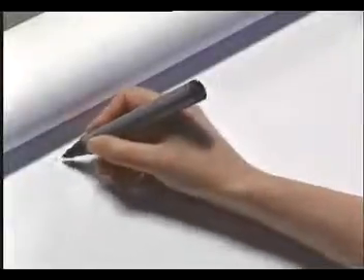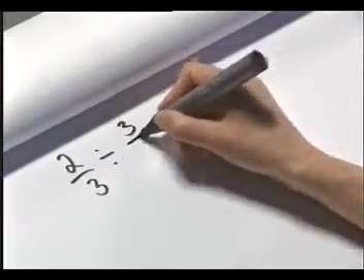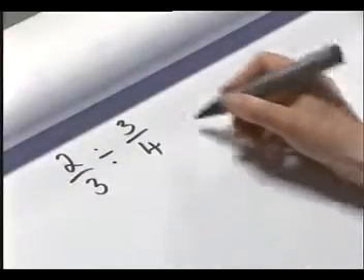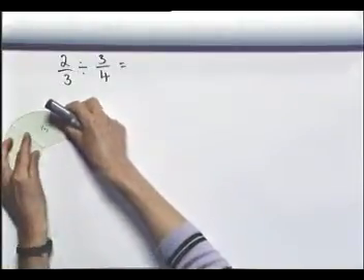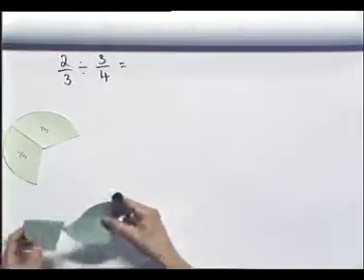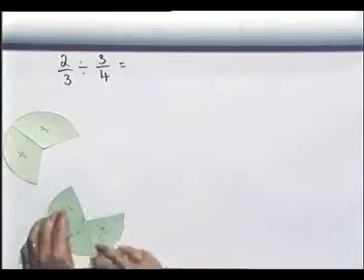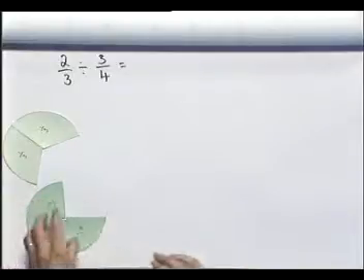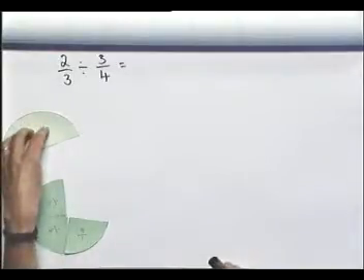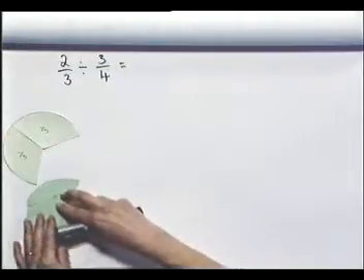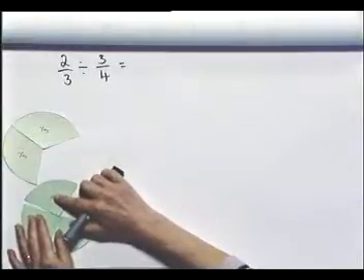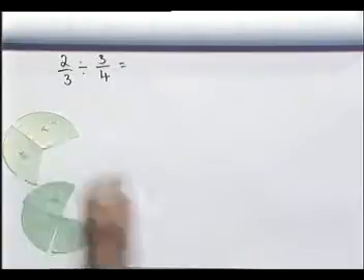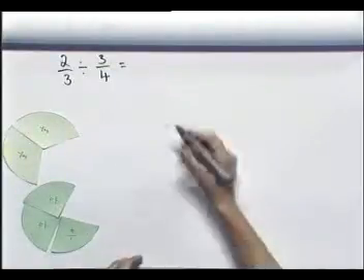One more example. 2/3 divided by 3/4. What we're looking at here, there's our 2/3, and we want to know, there's 3/4. How many times does 3/4 fit into 2/3? Well, you can see it doesn't go a whole one. So we can expect our answer to be less than 1, because 3/4 is actually bigger than 2/3. Well, let's have a look.